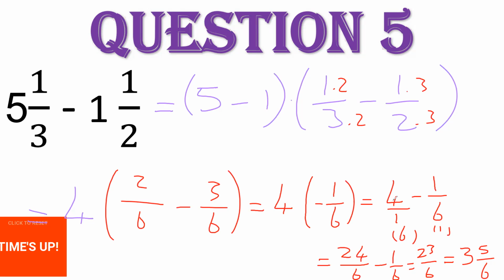You can take from 4, just take 1, 3 left. So 3 left, and then 1 minus 1/6, you can just remove this negative. So 1/1 means 6/6, right? Times by 6 each. 6 minus 1 is 5. So 3, 5/6 you can also have. Okay, this is our option 1 for this question.